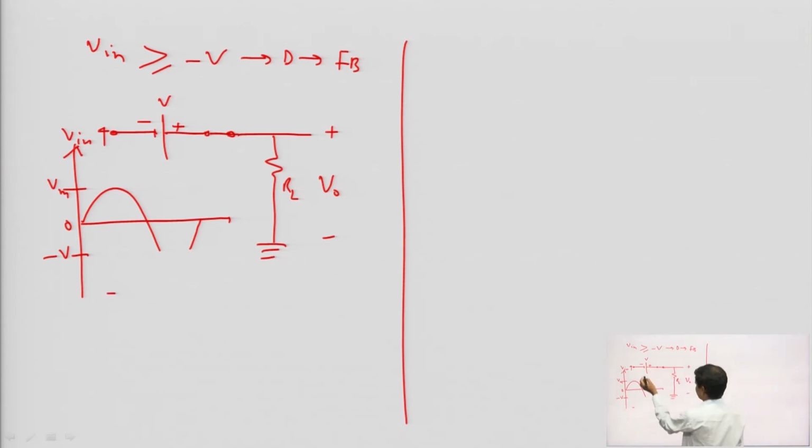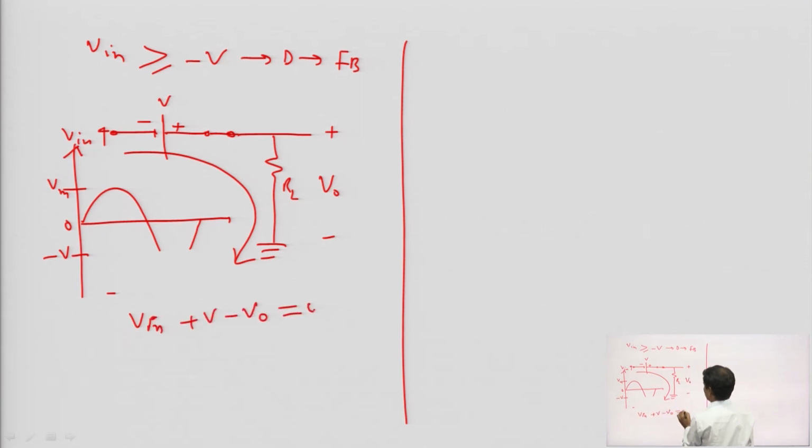And here the diode conducts. In this case, when we apply KVL, what will happen? V input plus V minus V naught is equal to 0. This implies V output is equal to V input plus V.